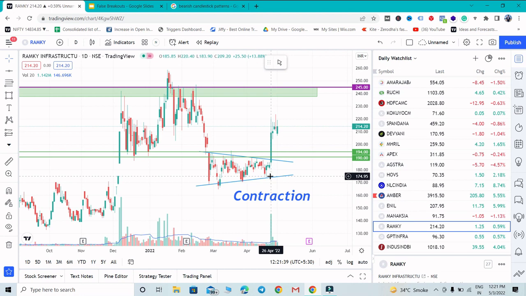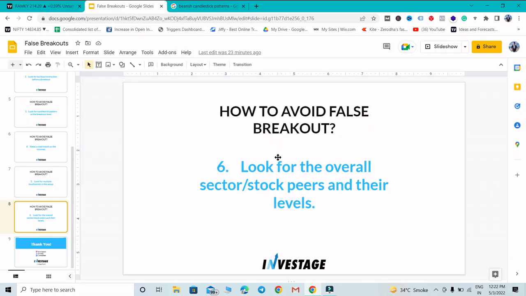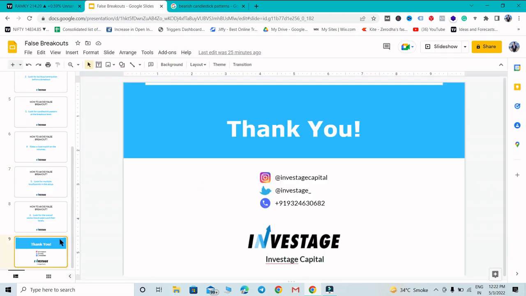This is something which will take time, but if you observe the broader market, the peers, and the sectors, you will observe that all the stocks are moving together, there is sector rotation happening. This would help you further in getting more and more high probability trades. So this is how you can avoid false breakouts.